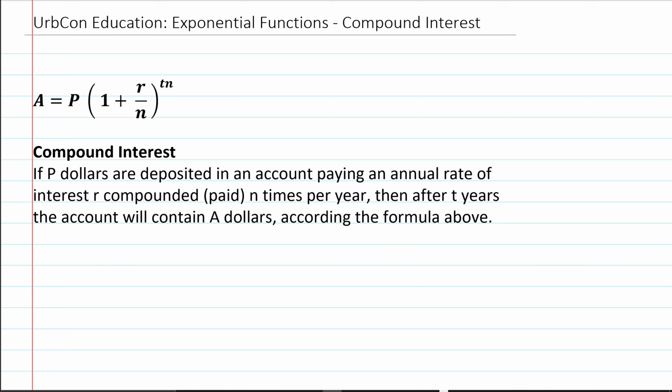And then after T years, so that's in years, that's the amount of time that the money is inside of the account, the account will contain A dollars. So A is the future worth, how much money is in the account or how much you've made after a long period of time. So the formula will help us solve the following examples.